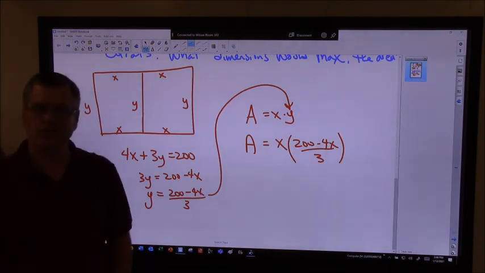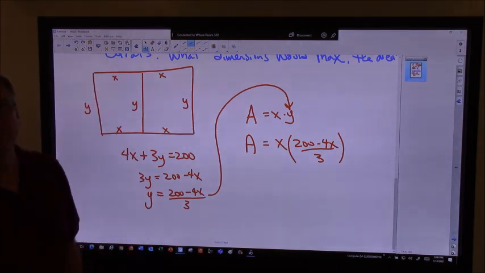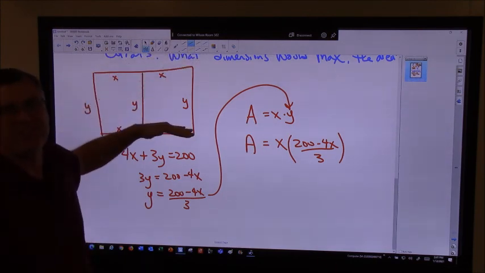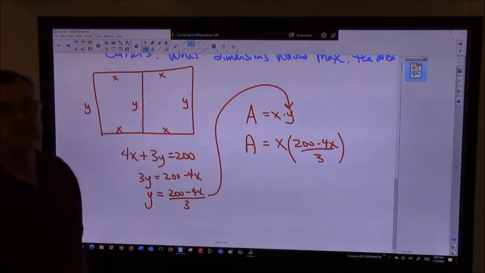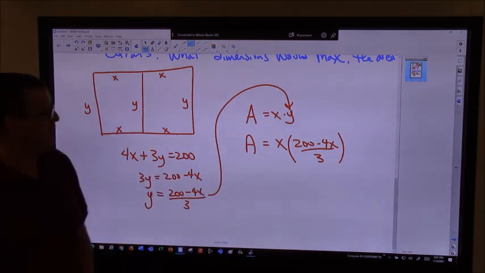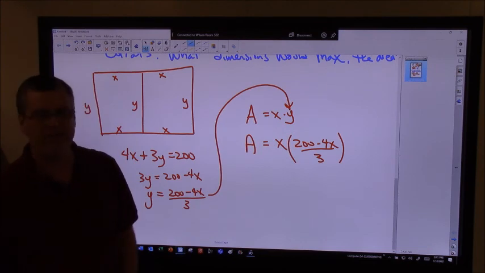And now I need to take the derivative, set it equal to 0, and solve. Okay? So I probably should have paused in here somewhere and let you guys try to set this up. I guess I got excited. It's a great math problem. So let me have you guys take it from there and see if you can finish this. Okay? We're trying to maximize the area.